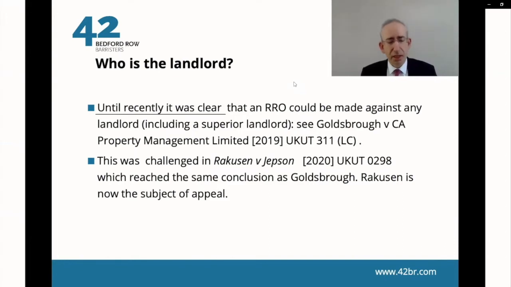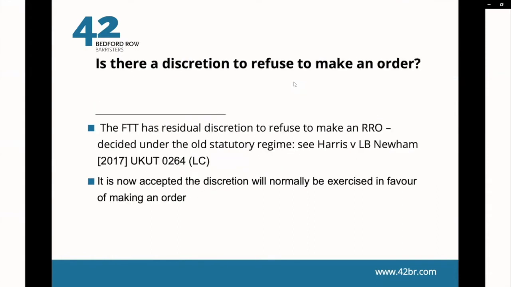This has recently come under challenge, and that challenge in the Repayment case is due to be heard in the Court of Appeal in the near future. Does the tribunal have a discretion to refuse making an order? Well, there is some authority for the proposition that there is a residual discretion, but it's now very clear that that discretion will usually be exercised in favour of making an order where the other conditions have been satisfied.